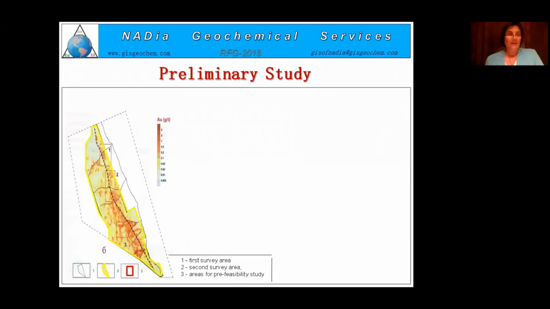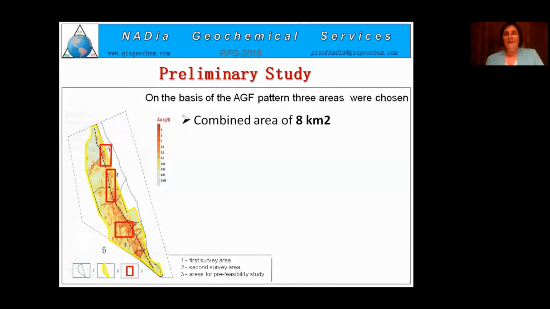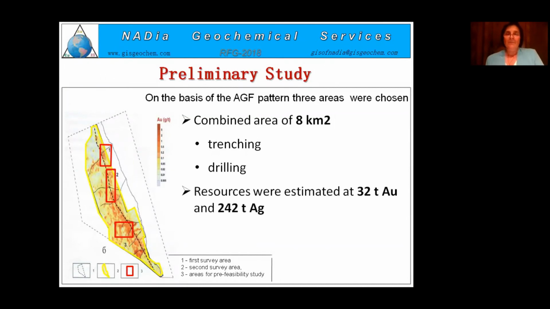After this study, drilling was involved to define the actual amount of metal in the core. So there were chosen several areas, number 1, number 2, and number 3. Combined area is 800 square kilometers. And on this territory trenching and drilling were done. So the amount of metal estimated here was 32 tons of gold and 242 tons of silver.